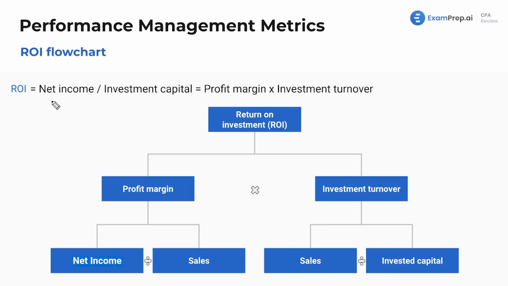ROI equals income divided by invested capital. Also equals profit margin times investment turnover. Other than drilling down into profit margin, well, that's net income divided by sales, right? Which is really just sales minus costs divided by sales. And then investment turnover is sales divided by invested capital. Nothing crazy here. These formulas you should know, memorize them.